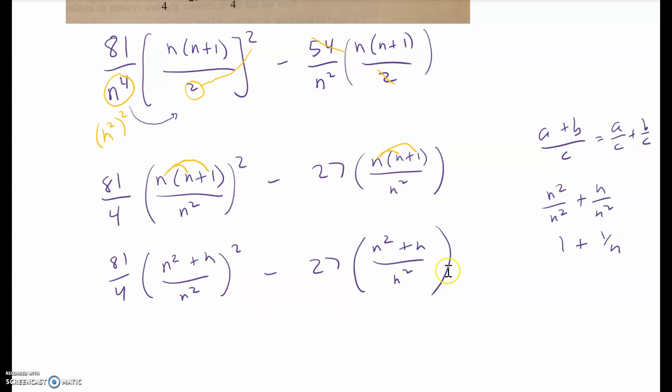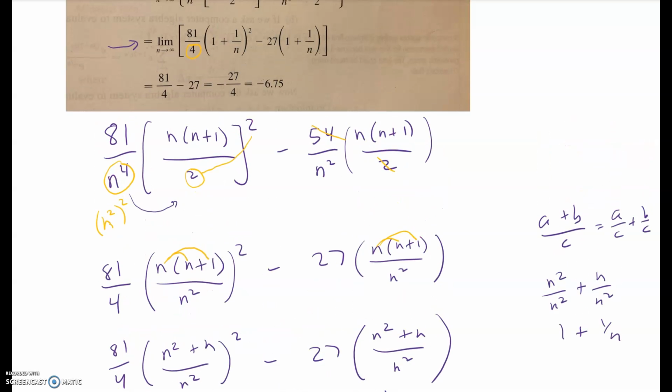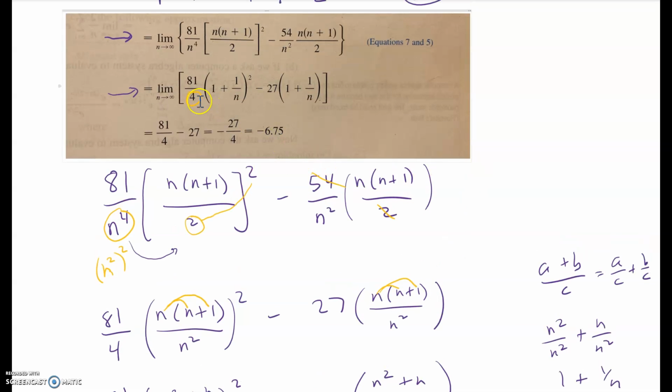They do that twice. So you have 81 fourths, and then you have 1 plus 1 over n. And then the square is still there. And then you have the 27, and then you have 1 plus 1 over n. Okay, so that's how they came up with this step right there. And then from there, it's just doing the limit. As n goes to infinity, the 1 over n goes to 0.